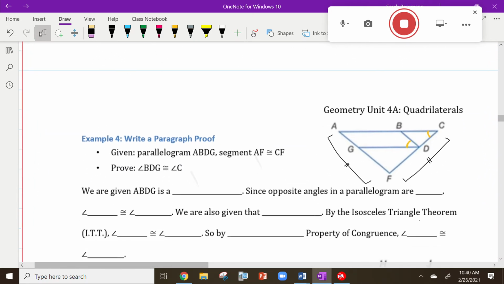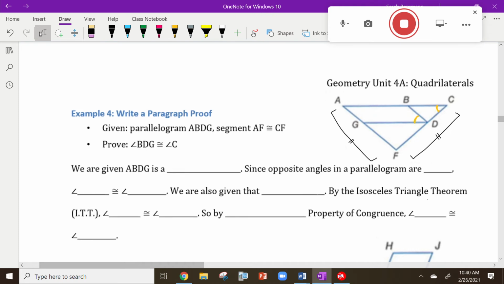All right, we will eventually have to do a proof here, so let's go ahead and try this one. It says we are given that ABDG is a parallelogram. Let's check that out. That's this here. This is a parallelogram, so we know all the properties of parallelograms apply. We also know that AF is congruent to CF. I marked that. And we want to prove that angle BDG is congruent to angle C.